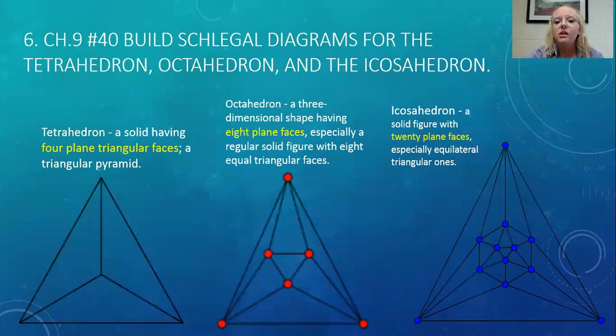So the thing to remember is that each face has to be in a triangle shape. And we can kind of know how many sides or faces we're going to have by the beginning of the words. So we're going to know that tetra means 4 plane triangular faces, octahedron is 8 plane faces, and icosahedron is 20 plane faces. And that is going to be the end of our presentation for Module 2 lesson for Chapter 9.